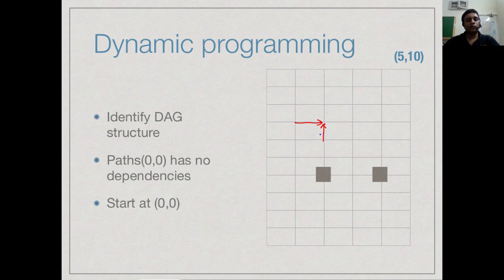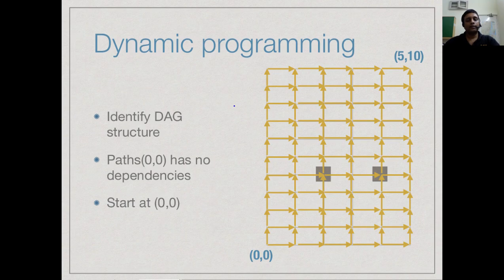If this depends on the two values left and below, we draw an edge from the left to this node and from below to this node. So this is the DAG structure, right? The yellow edges represent the DAG structure. It goes naturally from the bottom left to the top right. So this is the only 0 in-degree node in this DAG.